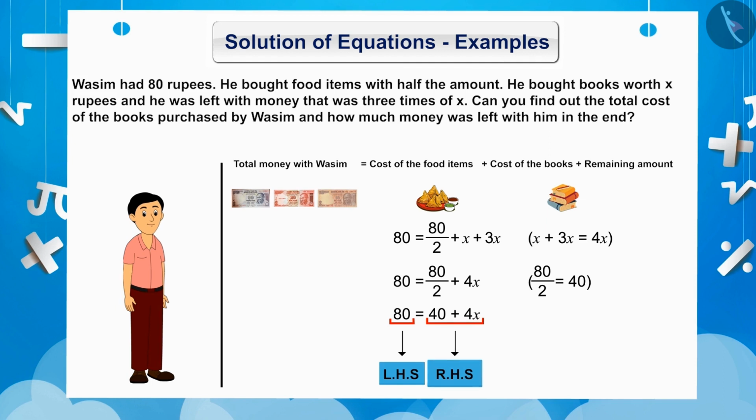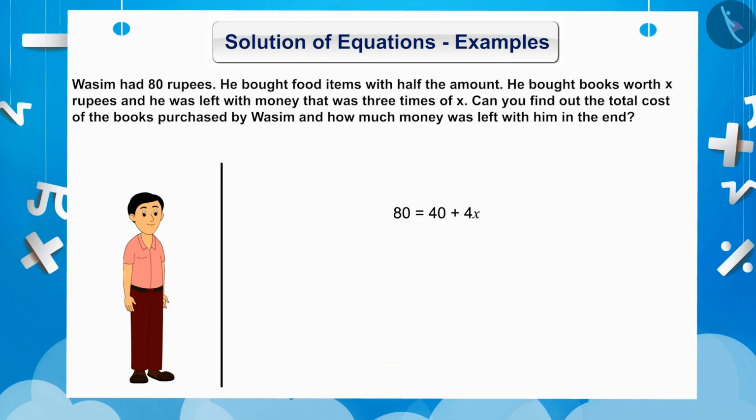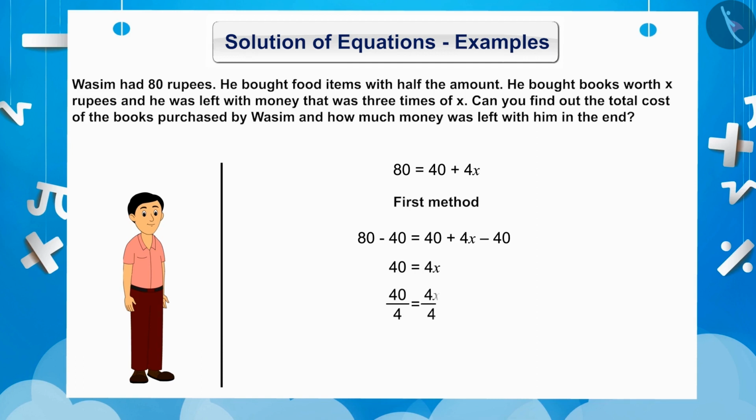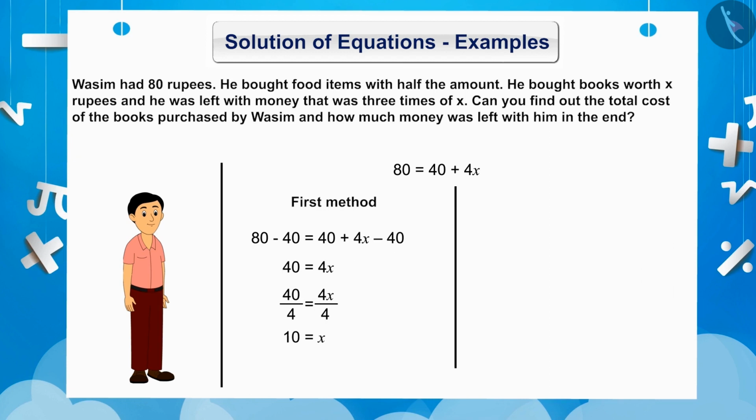Our variable in this equation is in RHS. Now, in RHS, we only need the term x. So, we will subtract 40 from RHS. There are two ways of doing this. First is to subtract 40 from both sides. By doing so, the equation will be 40 is equal to 4x. And if we divide both sides by 4, we will get 10 is equal to x.